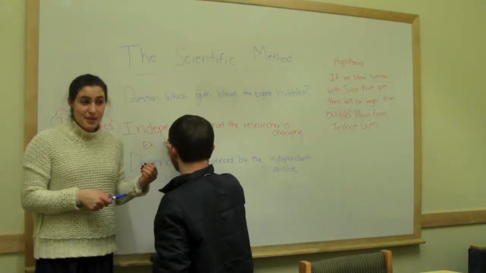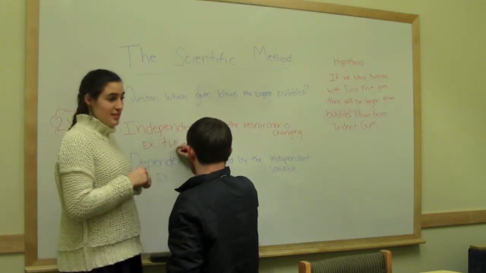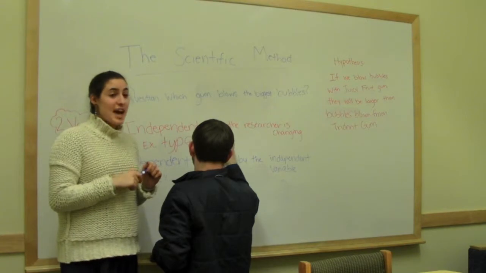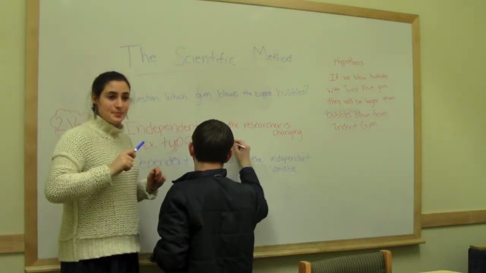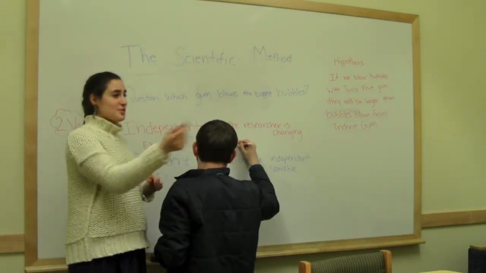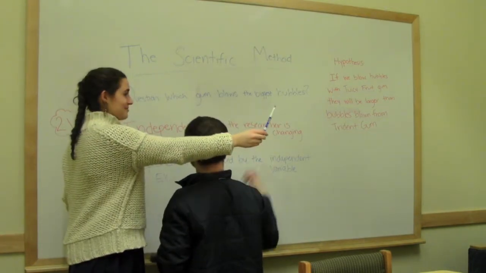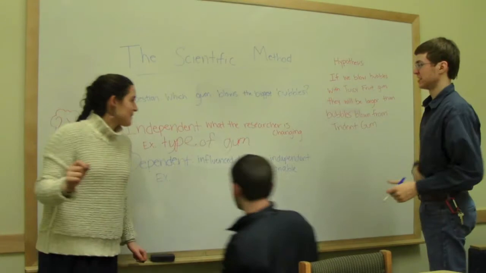And what was the type of gum influencing? Yes. The size of the bubble. Exactly. Perfect. So that is our, Will, what is it? Dependent variable. Awesome. Would you please write that? Zach, would you please write it on the board? Great.